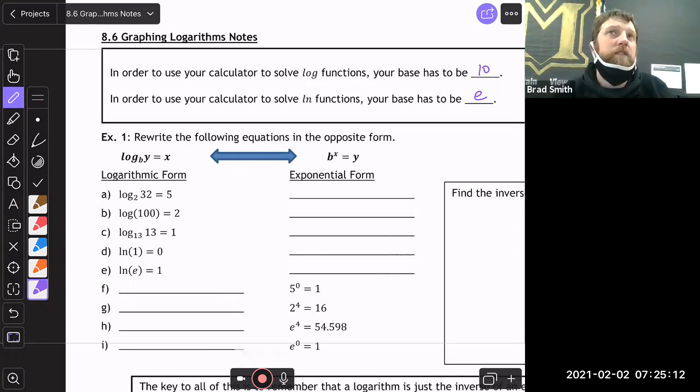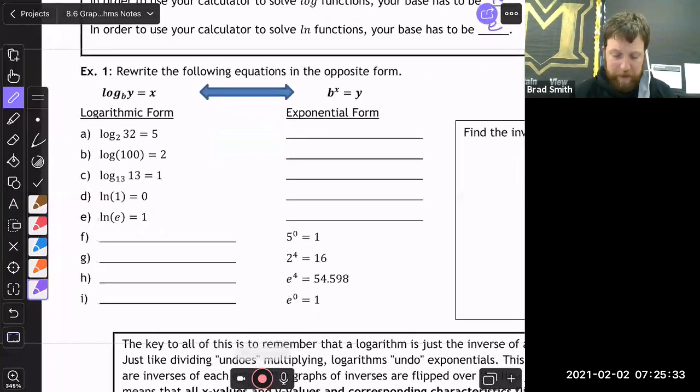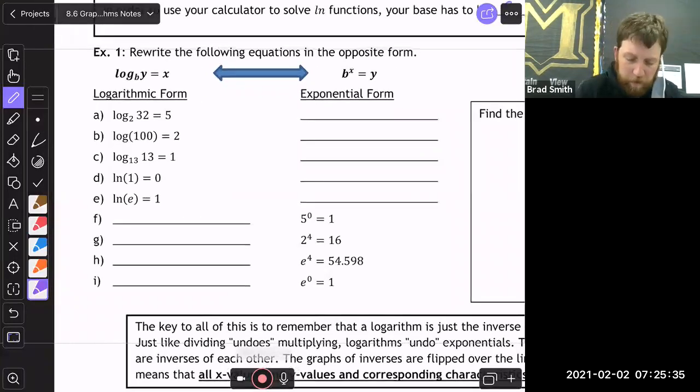In order to use a calculator to solve log functions, you're going to need a base of 10. And that will allow us to use our calculator when we start solving it. In order to use your calculator to solve natural log functions, which is the ln, it has a natural base of e. So we talked about rewriting how they're inverses of each other. So the basic ones we did yesterday, you should be able to do something like log base 2 of 32 equals 5. Remember, it goes from here to here to here. Kind of makes an e if you use your imagination. So it would be 2 to the 5th power is equal to 32.